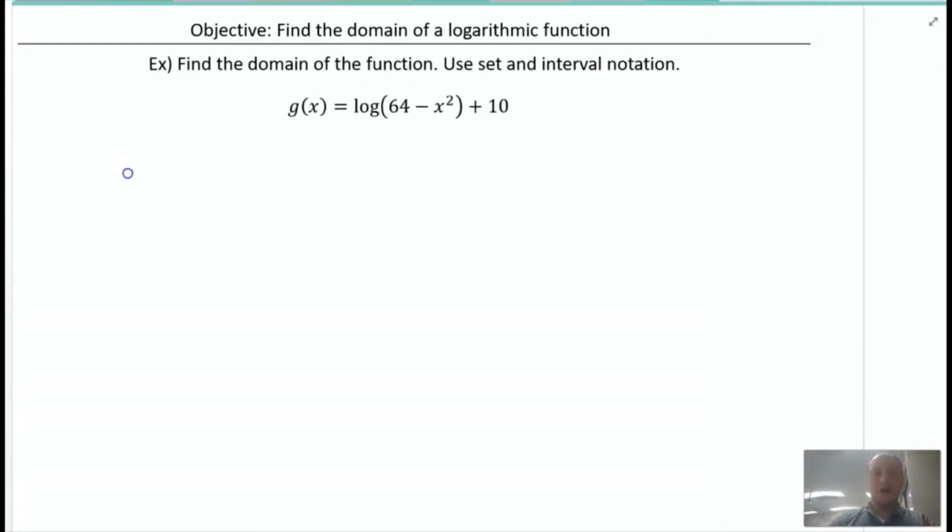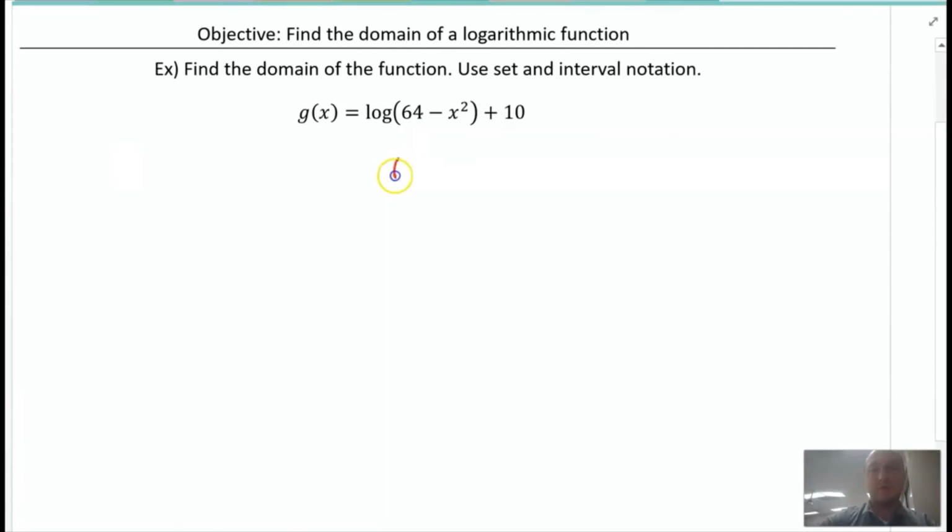Okay. So step one is the same approach. We have 64 minus x squared. I'm going to set this greater than 0. Now, since this is a quadratic, what we do here is we switch to an equal sign, and I'll write it in a different color just to note this. 64 minus x squared is equal to 0. And now I'm going to go ahead and solve this.